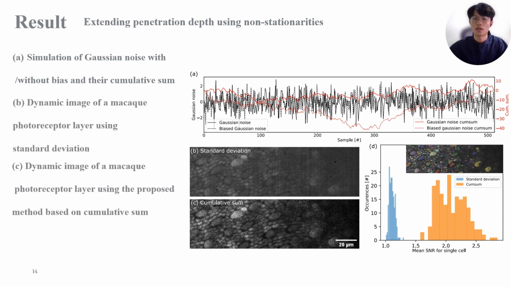And Figures B and C are dynamic images of a macaque photoreceptor layer using standard deviation, and the proposed method based on cumulative sum. So this result indicates that the proposed method significantly improves the SNR of dynamic FFOCT images, particularly when imaging deep within the tissue.